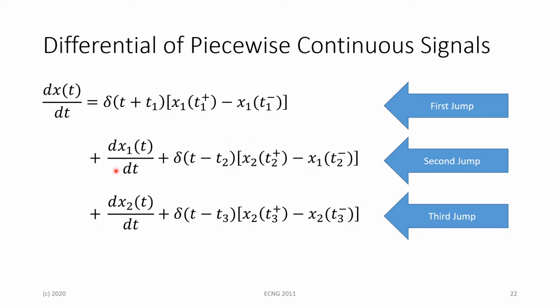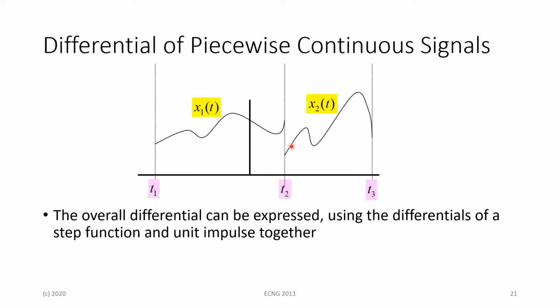Our second jump here: we're now dealing with our x1 signal, so we can differentiate this normally by saying dx1 of t over dt, but then we have our discontinuity at t2. So we say delta of t minus t2, and then we just represent that discontinuity. So I'll go back one slide. This discontinuity here that occurred at t2, we need to represent accordingly in our differential. So this will be at t2 positive and then at t2 negative to represent this change.